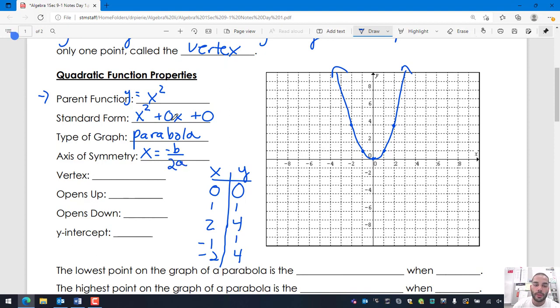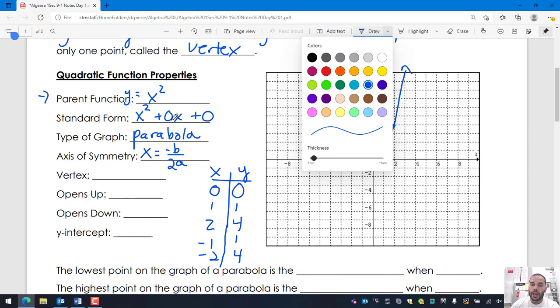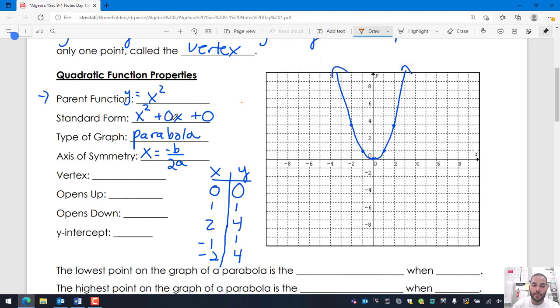Okay, it looks super ugly, but if you know all the numbers to plug into this equation, it's going to be pretty simple. So I look at my original equation in standard form, x squared plus 0x plus 0. And I try to figure out my axis of symmetry. So it's still going to be x equals a number. And what is -b? Okay, well b is the second number here. In this case, it's 0. My numerator is going to be equal to 0.